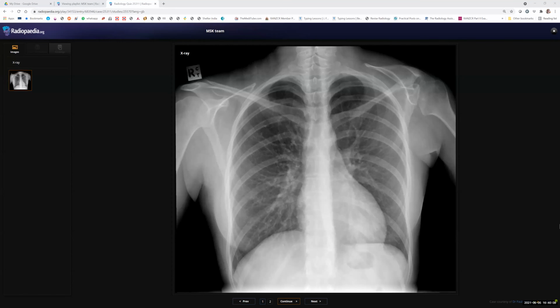Yeah, there's a lesion in the head of the right humerus, as well as the glenoid cavity. There's also resorption of the distal end of the clavicle. It's lytic, and there's a lucent lesion in the right humerus.